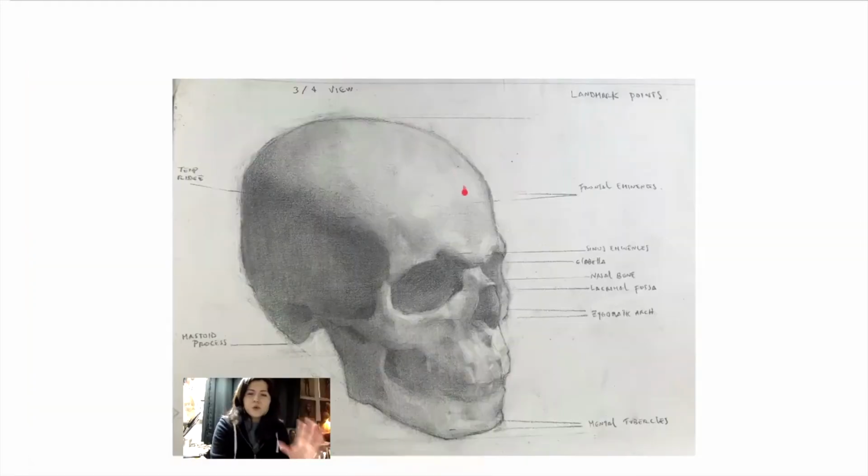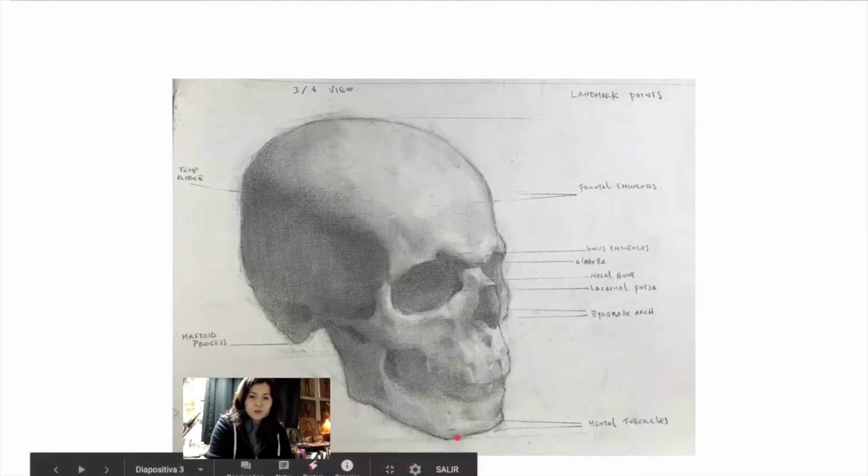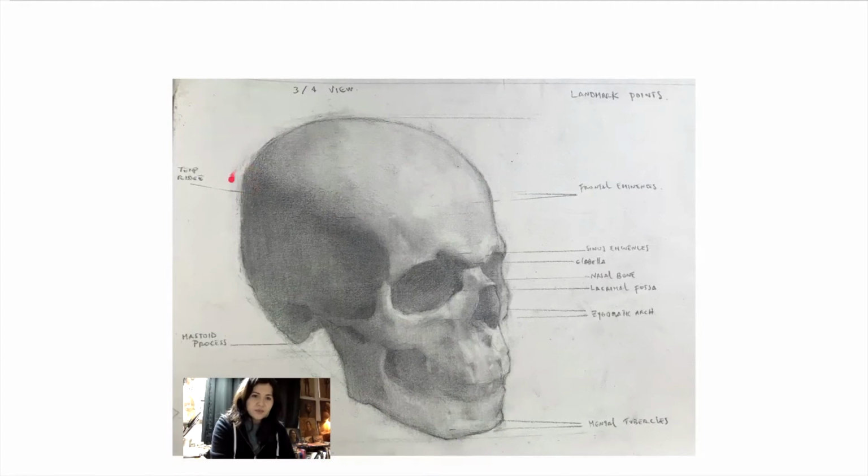So here's a three-quarter point of view of the skull, where you can see the plane changing from top to front, right where the frontal eminences are. We can still see the top and bottom where the mental tubercles line up, this time diagonal because of the direction of turning, the tilting of the skull. We can still see the parietal eminence right here.